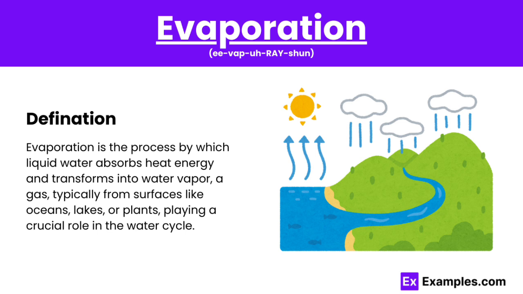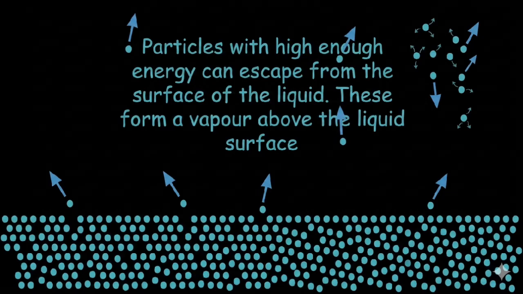Let's take the example that a plate is full of water. What happens in evaporation? Here the surface particles of water absorb outside energy and convert to water vapor. Here in the second slide, look how water particles are present. The surface particles of water absorb outside energy and escape from the surface of water. These form a vapor above the liquid surface.